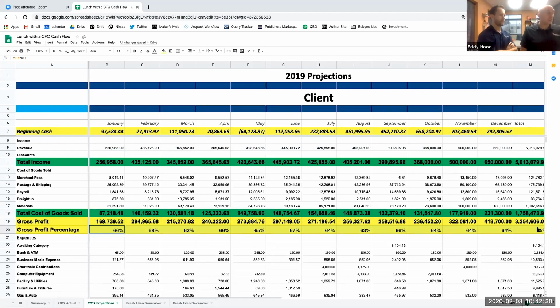So in this one, we're saying we're going from a 64% gross profit percentage in January from the actual report we saw, to what we're actually projecting. We thought we'd do 66%. So we think we're getting better as a business, at managing cost or whatever.